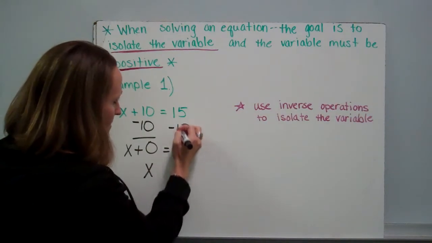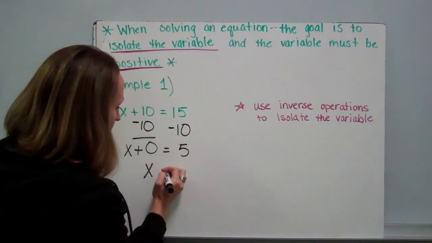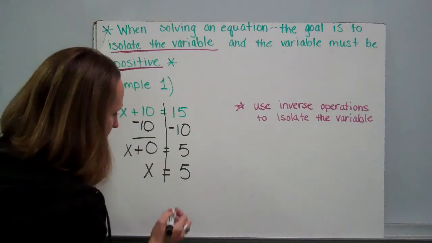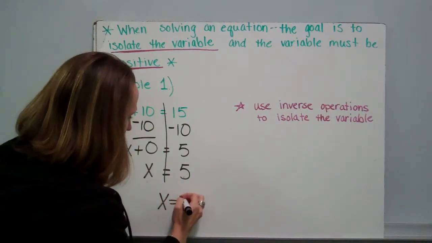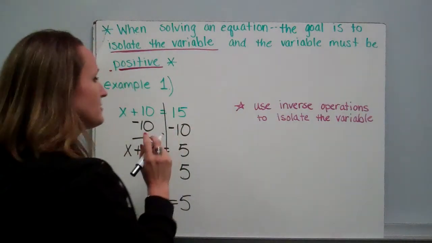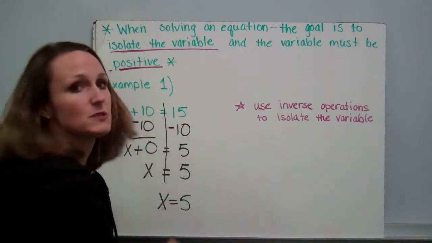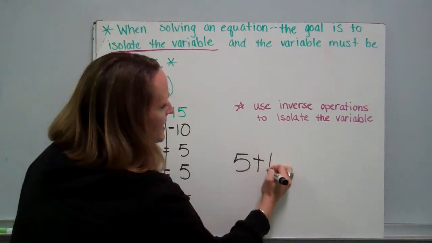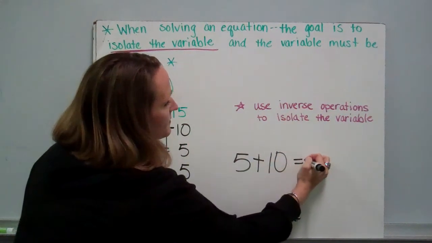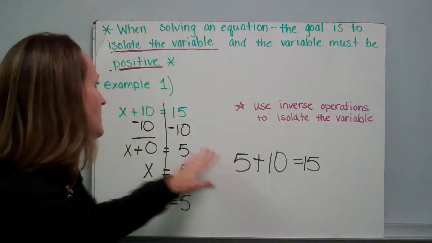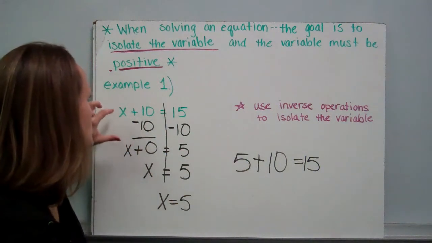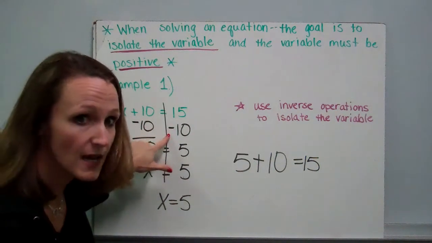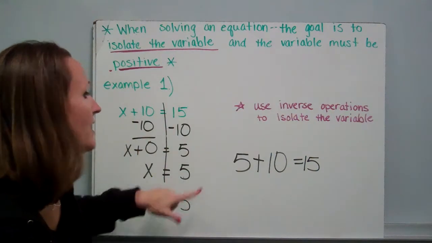On this side, I'm going to get 15 minus 10, which gives me 5. Bring my equal sign down here. I'm going to bring down my 5. I've got a line where my equal signs are. So my answer is x equals 5. So let's go back and plug it in. My original equation was x plus 10 equals 15. If I plug in this 5 for my x, I'm going to have 5 plus 10. 5 plus 10 is going to equal 15. And that is correct. So again, what did I do? I had x plus 10 equals 15. I used my inverse operation and subtracted 10 from both sides and found that x equaled 5.